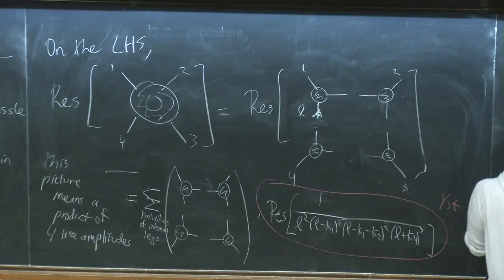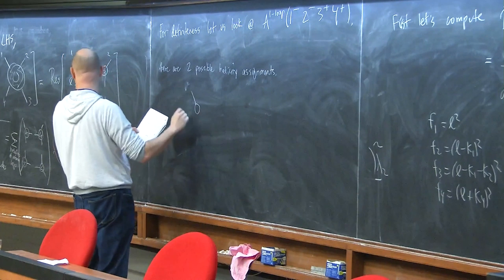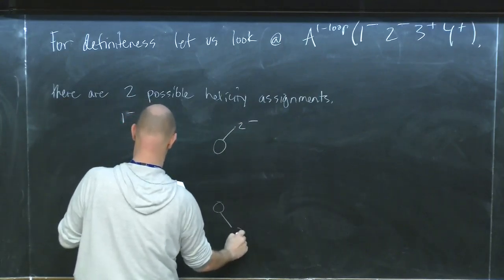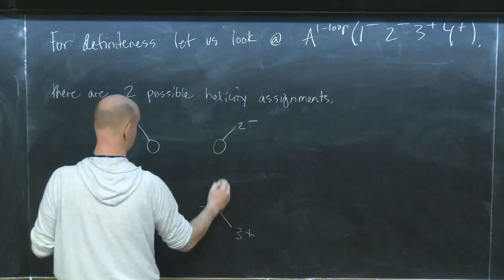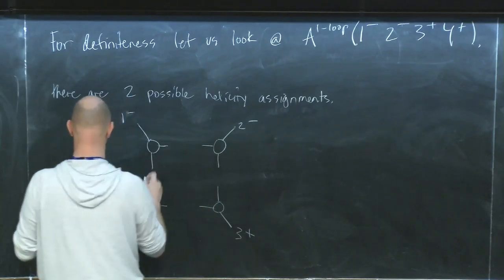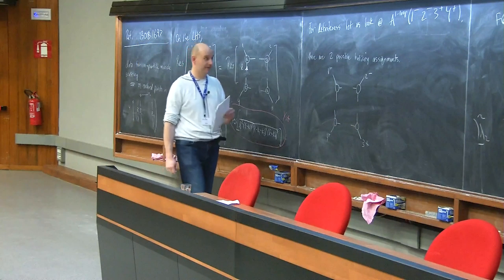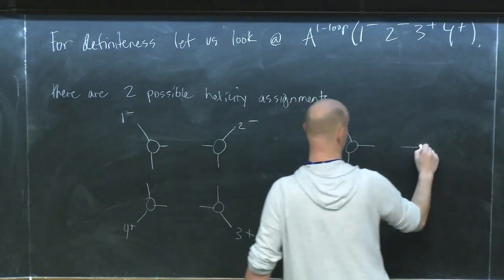So here, if we've got 1 minus, 2 minus, 3 plus, 4 plus, and we look at the possible helicity assignments. Now remember, the three particle amplitude is special. There are two possible non-vanishing three particle amplitudes, plus plus minus and plus minus minus. So there are only going to be two possible things that we can draw here.